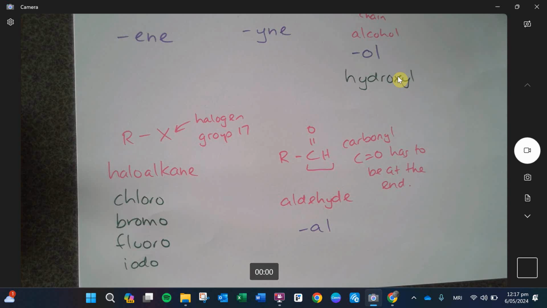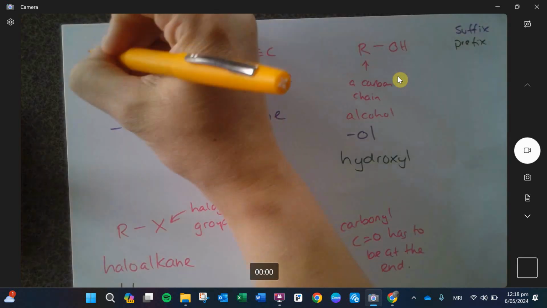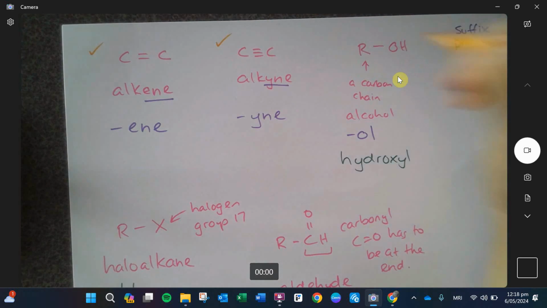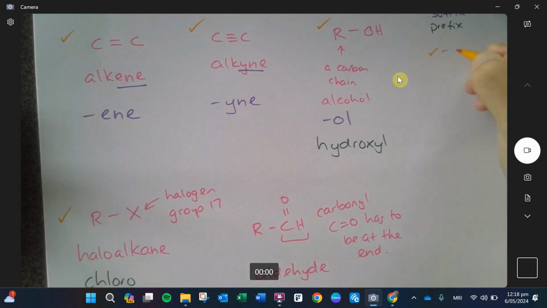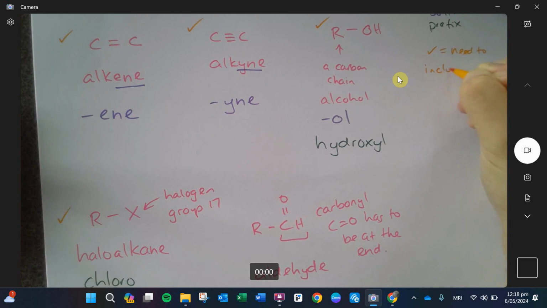The other thing I should note is when you need to include numbers and when you don't. You need to include the carbon number that these functional groups are attached to for the alkenes, the alkynes, the alcohols, the haloalkanes. So this equals: need to include the carbon number of the functional group.